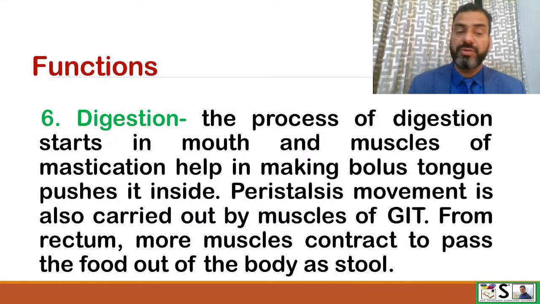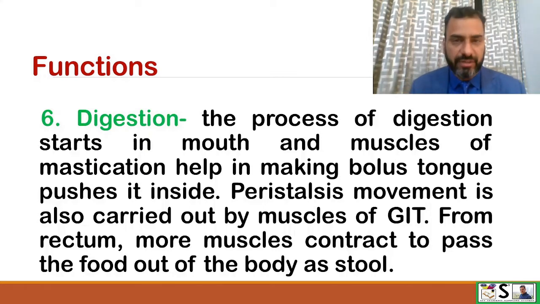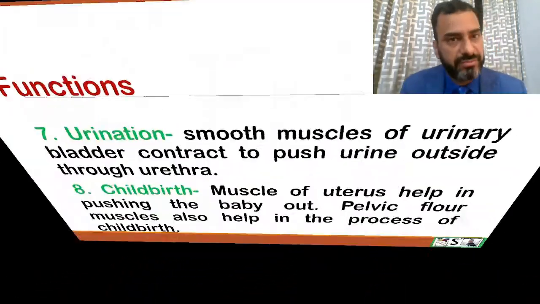Digestion. The process of digestion starts in the mouth, and muscles of mastication help in making the bolus, and the tongue pushes it inside. So these all are muscles which are in action. Peristalsis movement, which is continuously pushing the food in the GIT, is also with the help of muscles. Smooth muscles are there in our GIT. So everywhere, all movements, even in digestion, take place with the help of muscles.